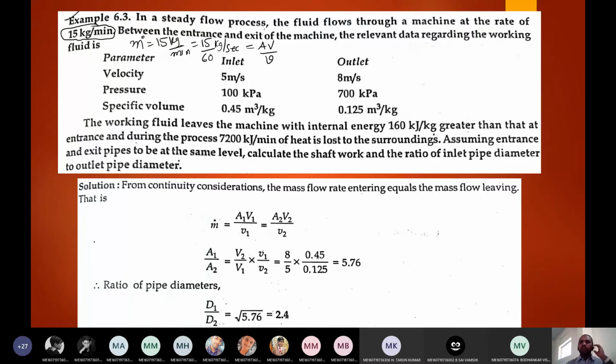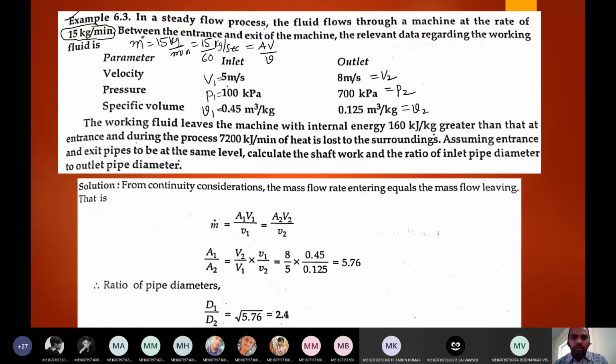Between entrance and exit of the machine, the following data is given. Inlet velocity V1 is given, pressure P1 is given, and specific volume small v1. At the outlet condition, velocity V2, pressure P2 and specific volume v2. Before proceeding with this problem, first check the units. All units should be in SI. Velocity in meters per second is good, so we need not worry much about the velocity.